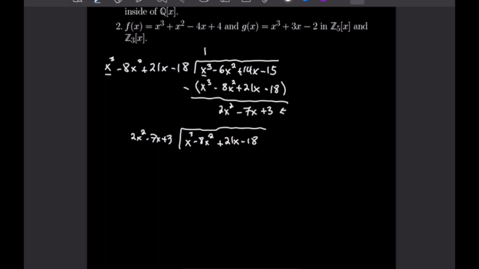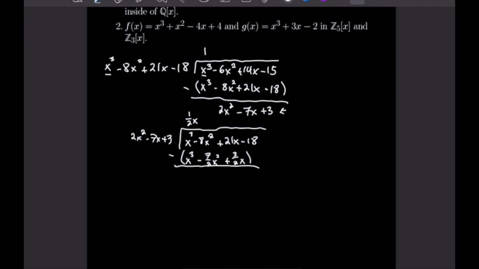So we have 2x squared out front like that, so we need to multiply by 1/2 x in order to get an x cubed. So when we multiply by 1/2 x, we'll get an x cubed here as we want. And then we'll have minus 7/2 x squared. And then lastly, plus 3/2 x. Great. So then we are going to group and subtract. Well, let's see what we get.